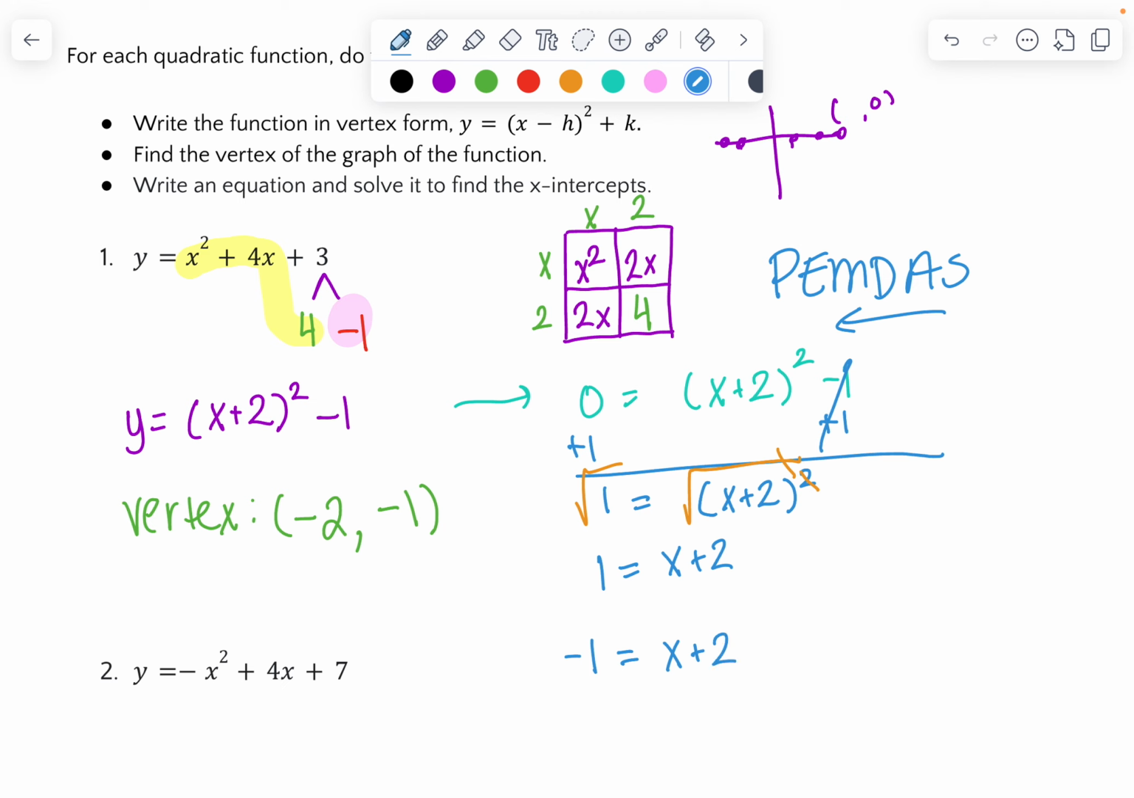And then the very last step would just be to take those equations and get x by itself. So subtract 2. So x equals negative 1. Oops. Subtract 2 here. So x equals negative 3. And those would be our x-intercepts. So tomorrow, what we would end up doing is taking all this information that we just found and using that to help create a graph.